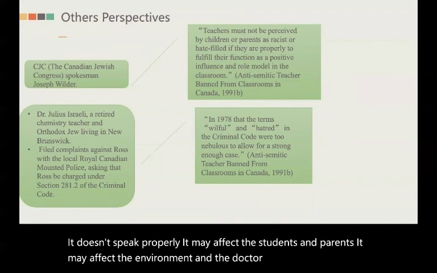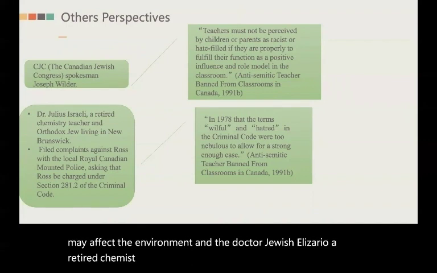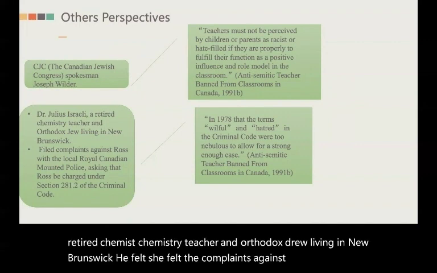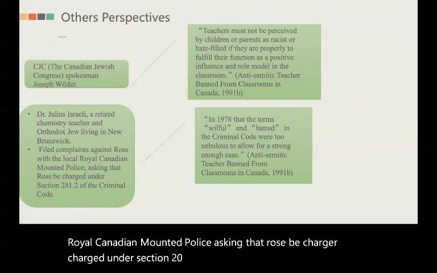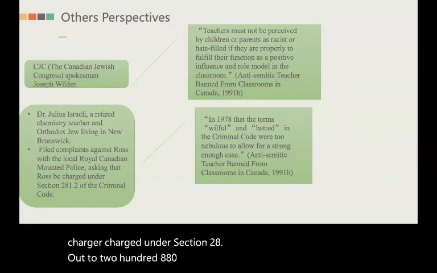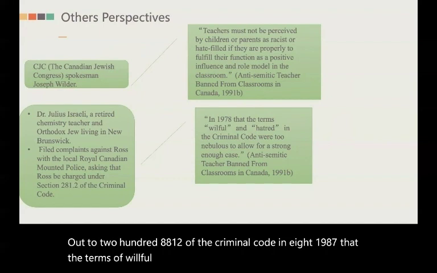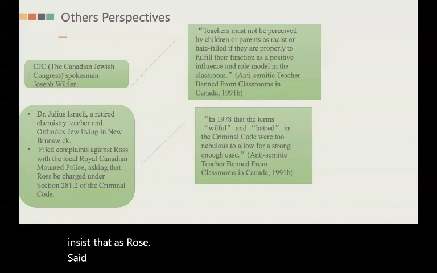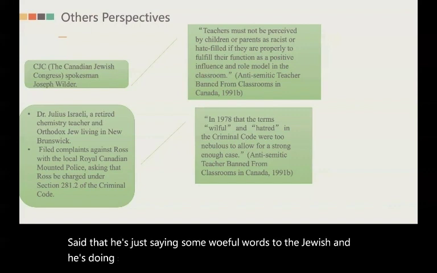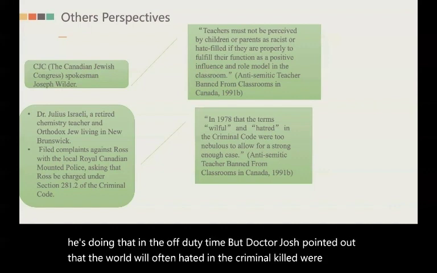And Dr. Jewish Elazarel, a retired seminary teacher and Orthodox Jew living in New Brunswick, filed a complaint against Rose with the local Royal Canadian Mounted Police, asking that Rose be charged under Section 281.2 of the Criminal Code. In 1987, it was found that the terms of willful and hatred in the Criminal Code were too numerous to allow for a strong enough case. So Dr. Julius insists that Rose was just saying some willful words about the Jewish people, and he was doing that in his off-duty time. But Dr. Julius pointed out that the words willful and hatred in the Criminal Code were also too noble to allow for a strong enough case.